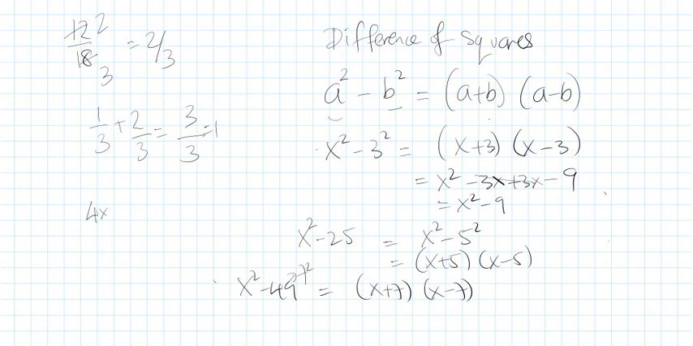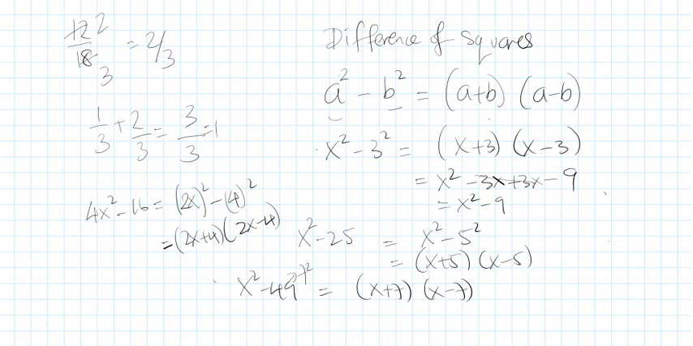And sometimes they hide a difference of squares within an expression. So for example, you can have 4x squared minus 16. You need to realize that this can be written as 2x to the square minus 4 to the square, because 2x to the square gives you 4x squared. Then it becomes 2x plus 4 times 2x minus 4.